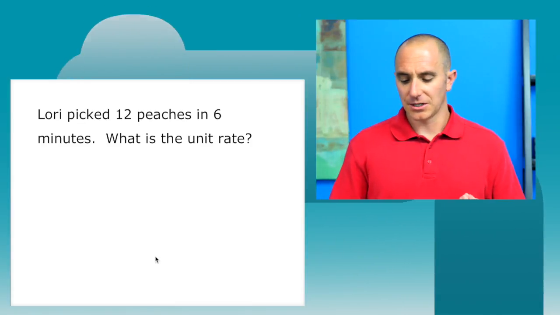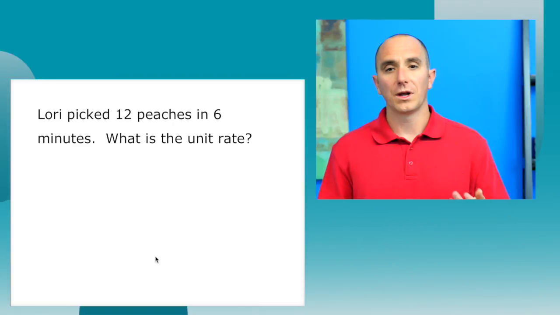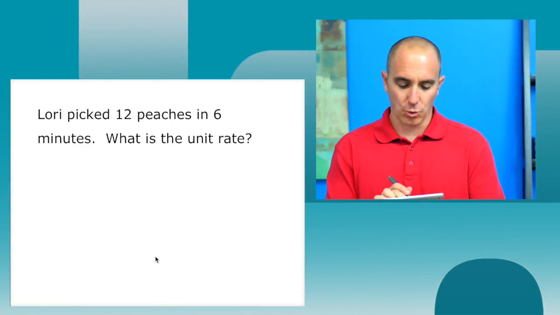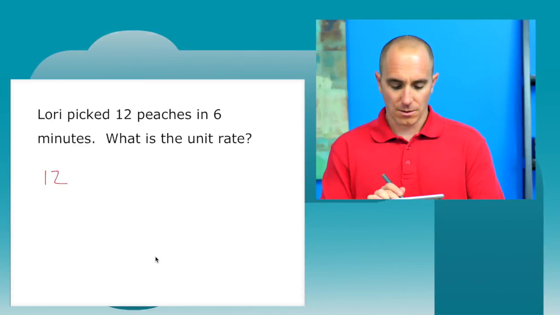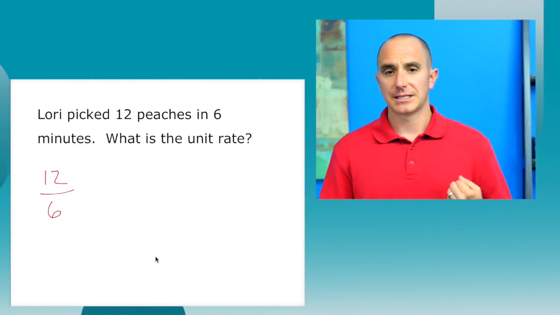Okay, now let's look at this one. Lori picked 12 peaches in 6 minutes. What is the unit rate? Well, let's put it in fraction form. I'm going to put 12 over 6, because she picked 12 peaches in 6 minutes.